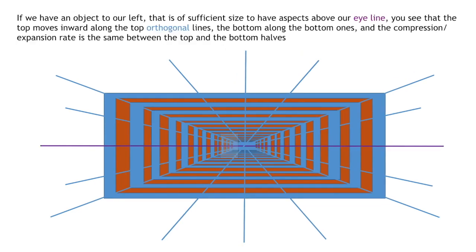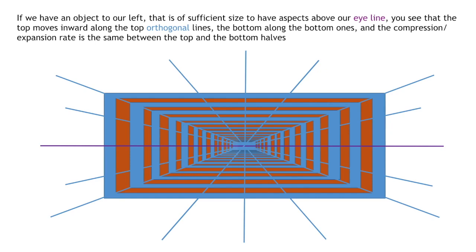If we have an object now to our left that is of sufficient size to have aspects above our eye line, you can see that the top moves inward toward the top orthogonal lines and the bottom along the bottom ones. And the compression and expansion rate is the same between the top and the bottom half. So we're going to keep this all to the left of the vertical orthogonal line, and you will see that it will always remain there. It will always maintain itself to the left of that side.